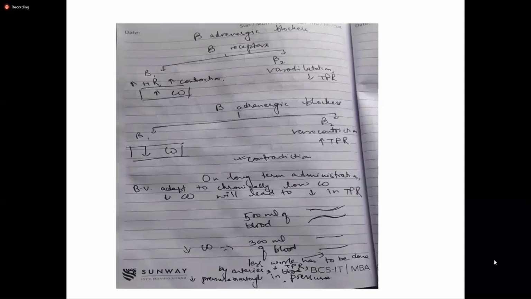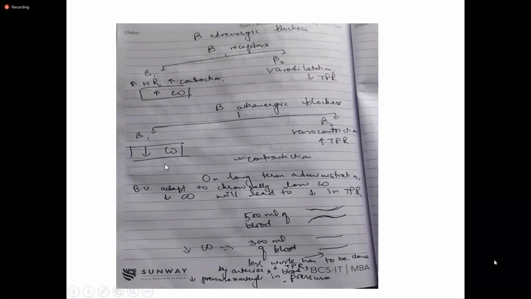So how can propranolol be given for the treatment of high blood pressure? This makes a bit of a contradiction to the use of propranolol in the treatment of hypertension, but on long-term administration of propranolol or non-selective beta blockers, blood vessels adapt chronically to low cardiac output. Blockade of beta 1 receptors will also decrease the cardiac output.